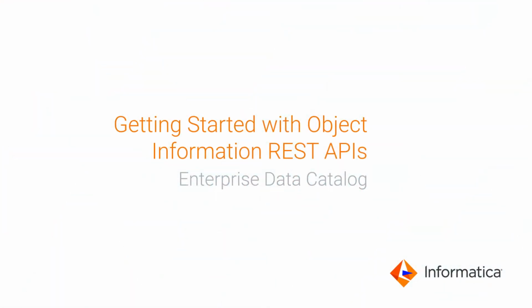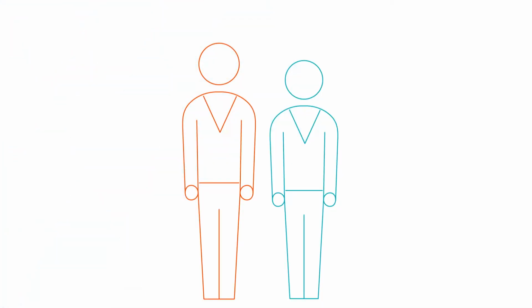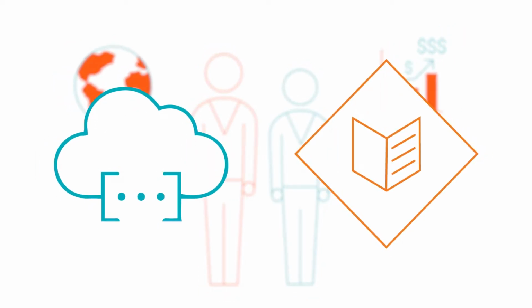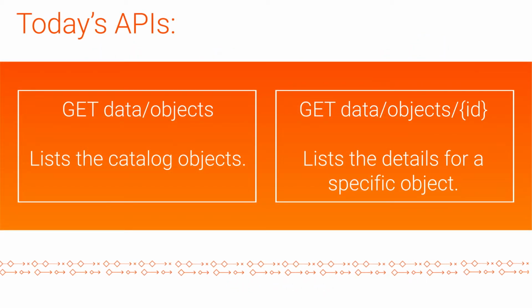This video shows how to use the Object Information REST APIs to retrieve data objects in Informatica Enterprise Data Catalog. Imagine we're data architects at a global accounting firm. Our team is asked to retrieve objects that match a certain criteria. We know the best way to retrieve catalog objects is to use the Object Information REST APIs in Enterprise Data Catalog. We'll get the job done using two REST APIs.